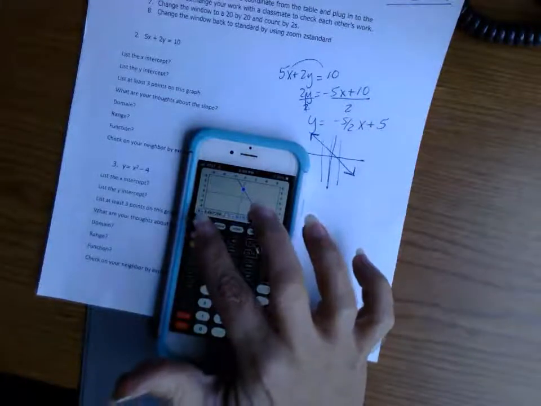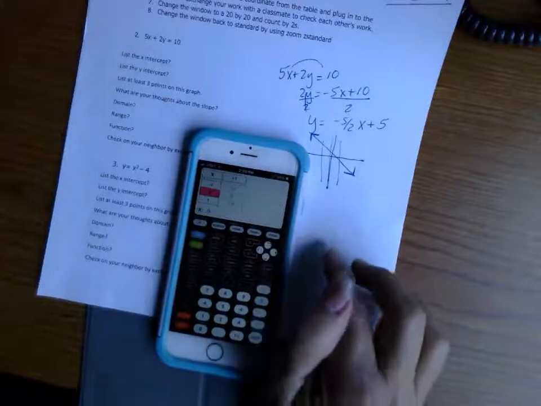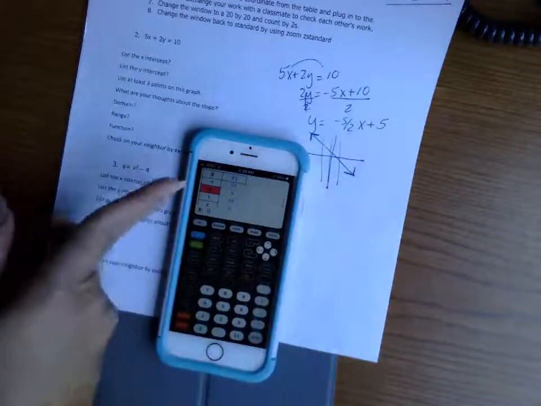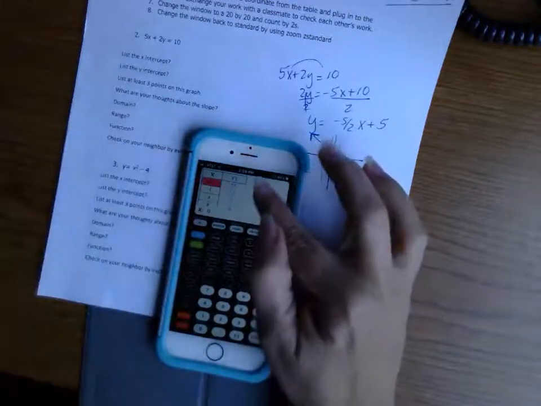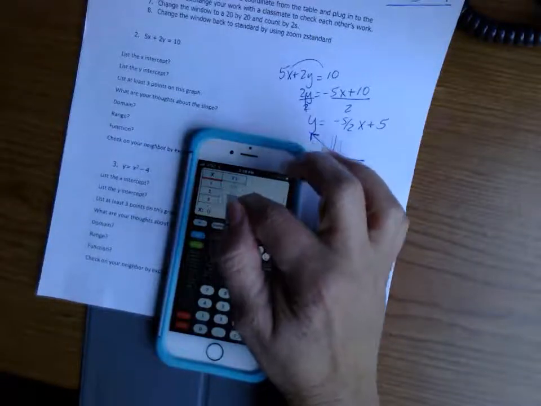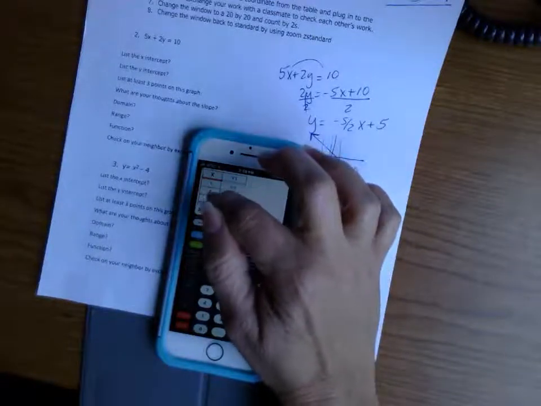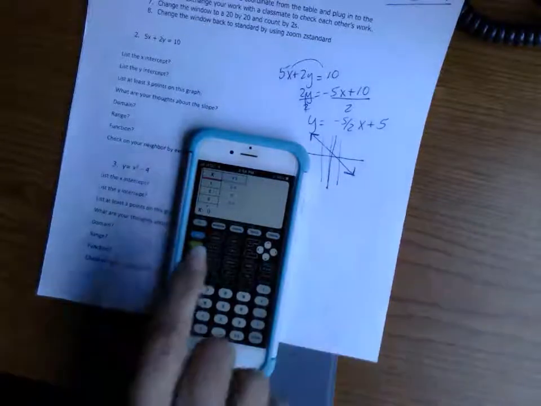Another way is to go to your table of values. Oh, and there's a 0. When x is 0, there's my y-intercept, and here is my x-intercept. When y is 0, you're looking at the x-intercept. So that's another way to tell.